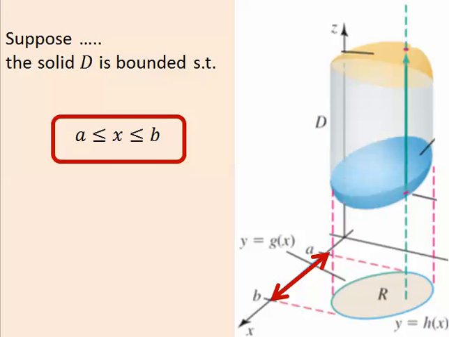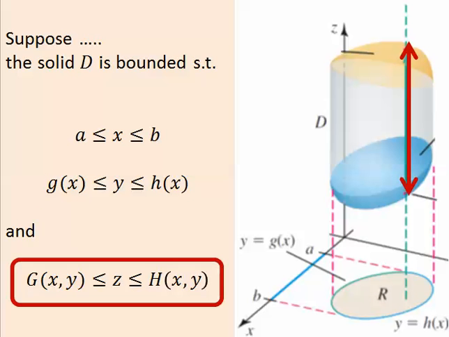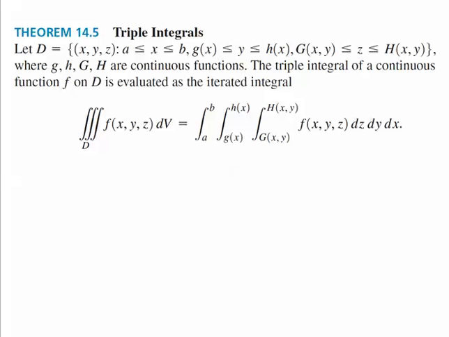That, however, is not how we actually evaluate a triple integral. So let me show you in this video how to evaluate one. Suppose D is a solid such that x is between a and b, y is between two curves, and z is between two surfaces. Then this is the proper order of integration in that situation, and this is what the triple integral looks like.